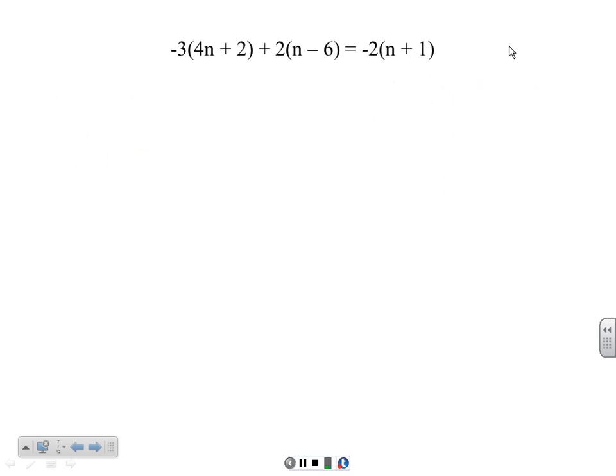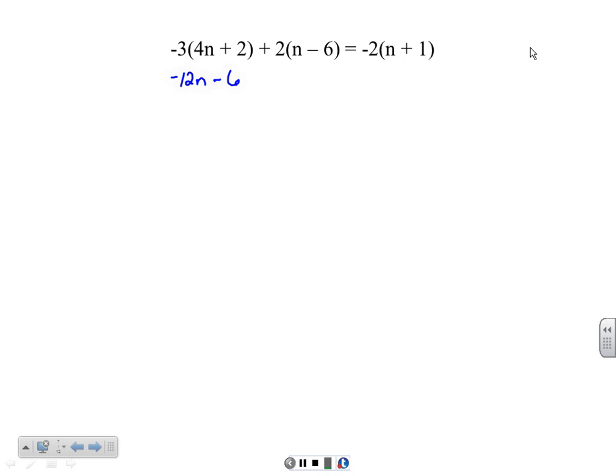For this problem, there's a lot of simplifying that we need to do. Anytime you see parentheses, you know that you need to get rid of those parentheses first. So let's start doing that. Let's use our distributive property that we learned in chapter 1. So we have -3 times 4n is going to be -12n. And -3 times 2 is going to be -6.